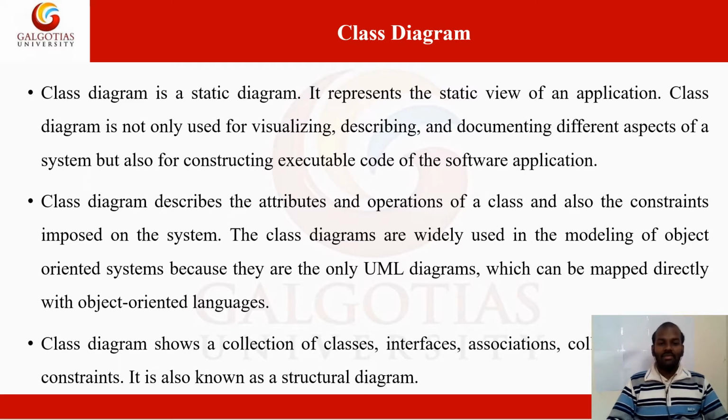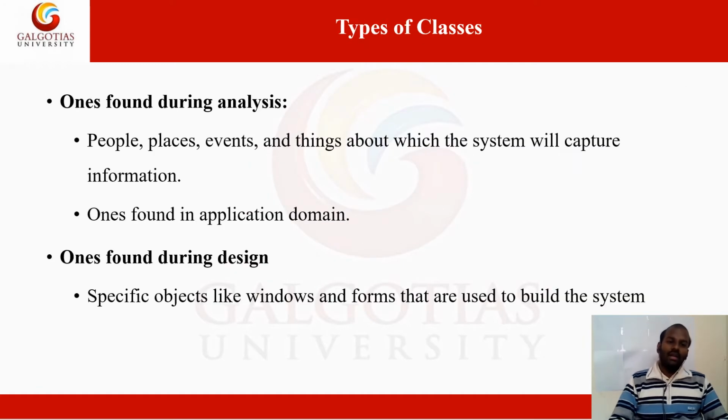A class diagram shows a collection of classes, interfaces, associations, and constraints, and it is also well known as a structural diagram. I will discuss that structure diagram in the next slide. There are two different types of classes: one found during analysis and the other found during design. So what is meant by analysis and what is meant by design?